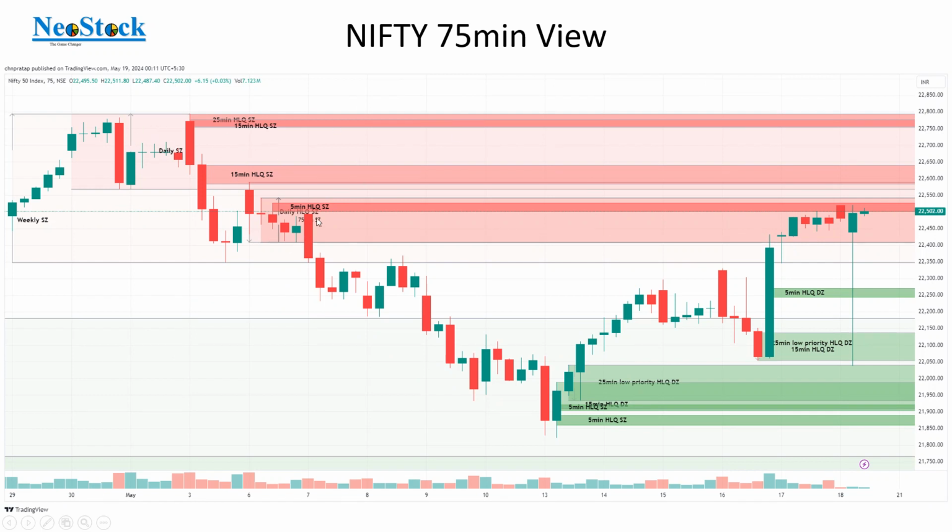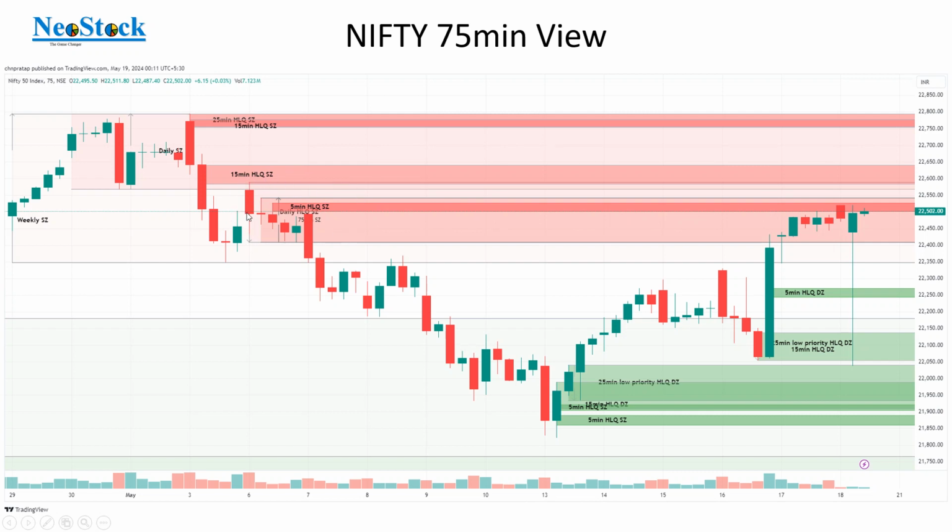See, we don't have any 75-minute zones here. Maybe somewhere here might be a 75-minute zone. Please check. Yeah, here we have one. We have a drop, 3 base candles, 4 base candles and a drop. The 75-minute zone is there. But price has already reached near the distal line of the 75-minute zone. Before the distal line, there is a 5-minute high liquidity supply zone. Currently, it is holding the price. If this 5-minute zone is violated, the 75-minute zone will also be violated easily. Even the 15-minute zone will also be violated.